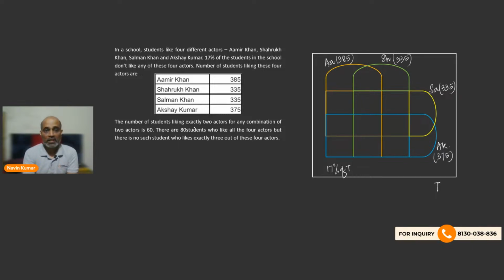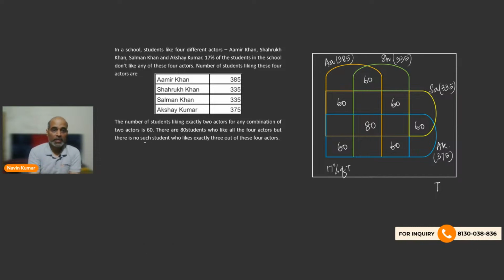The number of students liking exactly two actors for any combination of two actors is 60. So the regions which are part of only two sets are these six regions, right? As per the question, the value at each of these six regions is 60. So this is 60, this is 60, this is 60, this is 60, this is 60, and this is 60. Then we are told there are 80 students who like all the four actors. So this is the central most region, right?